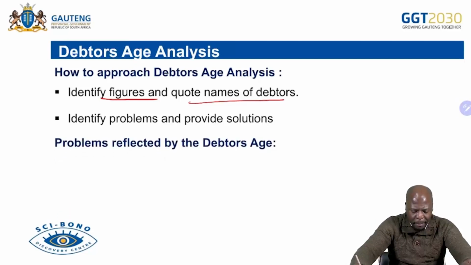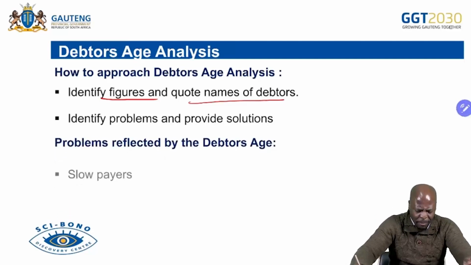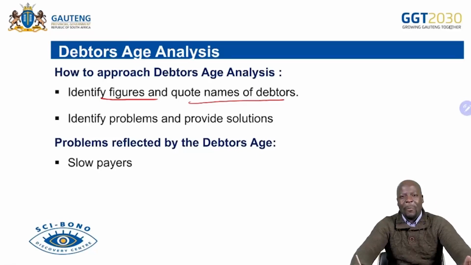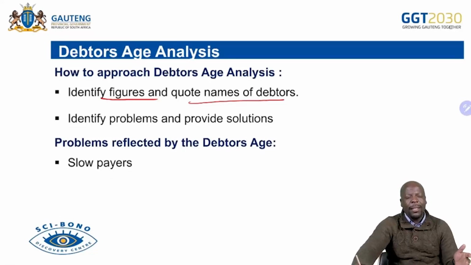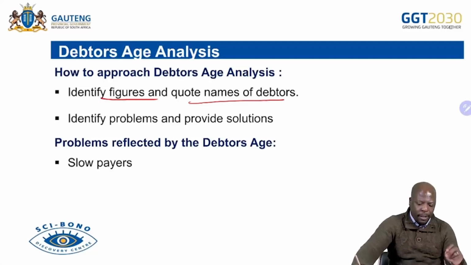Problems reflected by the debtors age analysis. Let's look at them. Number one, slow payers. What are slow payers? It's someone who pays this month, then forgets about it, then pays again after 2 months. Those are what we call slow payers. We identify them through the debtors age analysis, and these are problems.